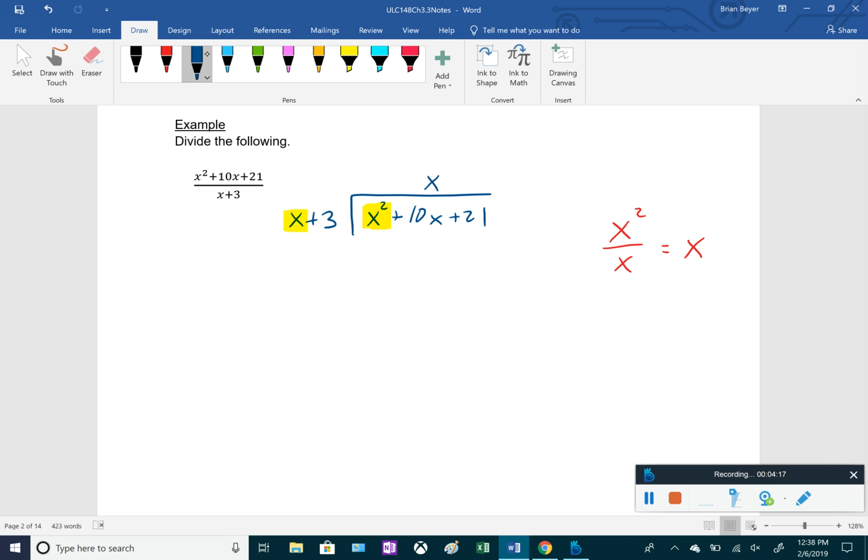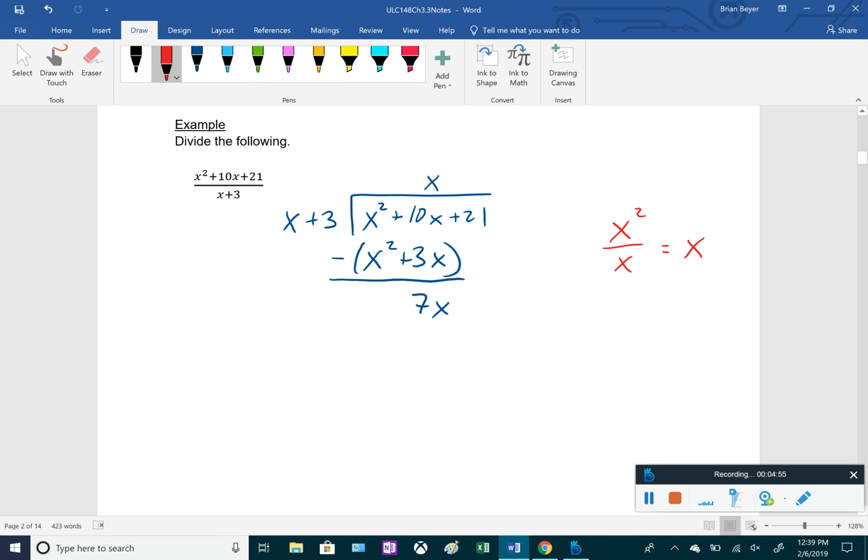Then I'm going to take that and multiply the x by the divisor. So x times x plus 3 is x squared plus 3x. And then we subtract it. Don't forget to put parentheses around the x squared plus 3x because we're subtracting both terms. Now we actually subtract them. x squared minus x squared is 0. Those cancel, which is what should happen every time. And then 10x minus 3x is 7x.